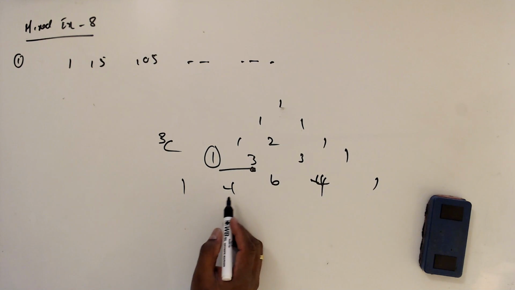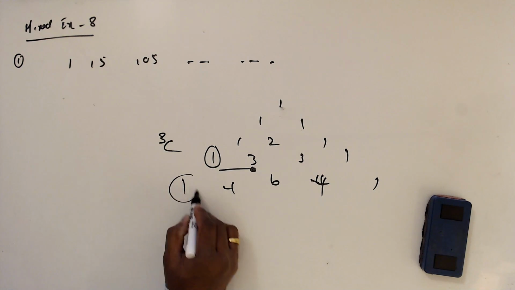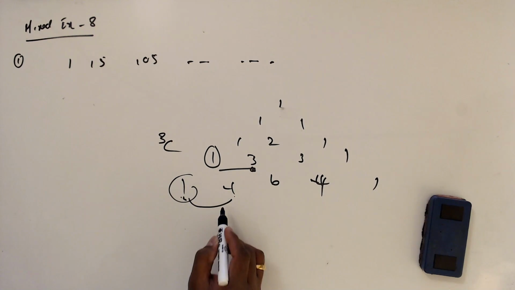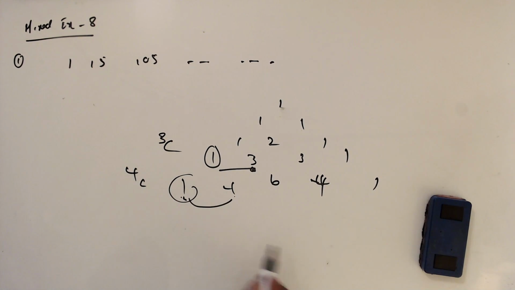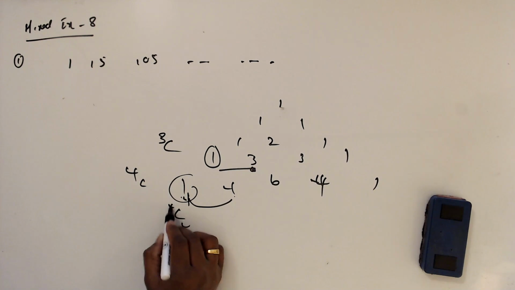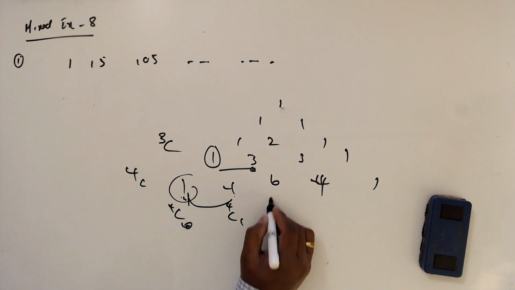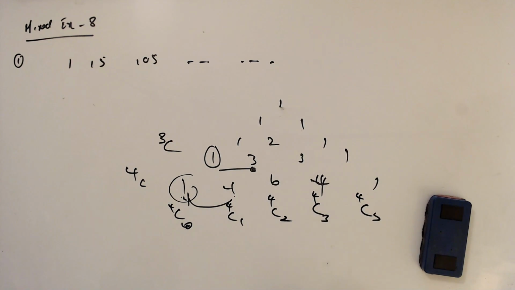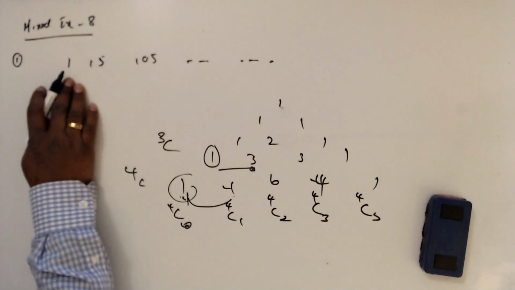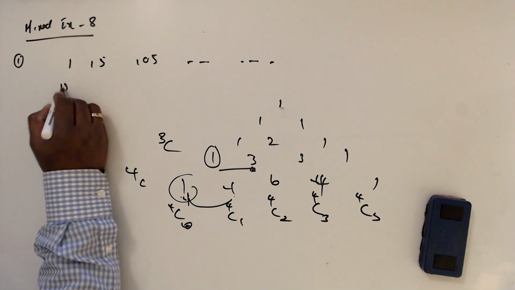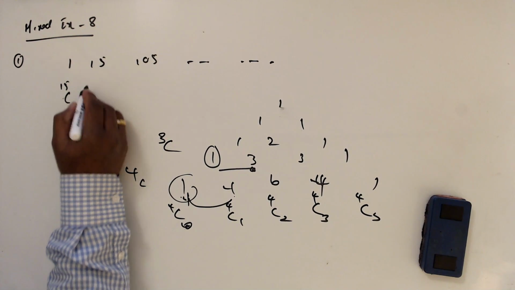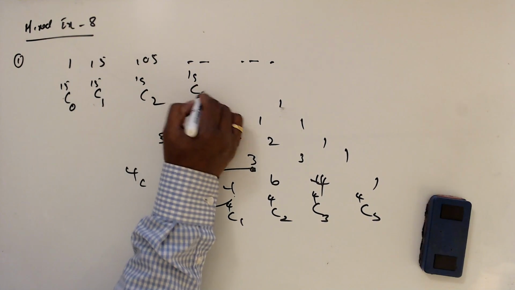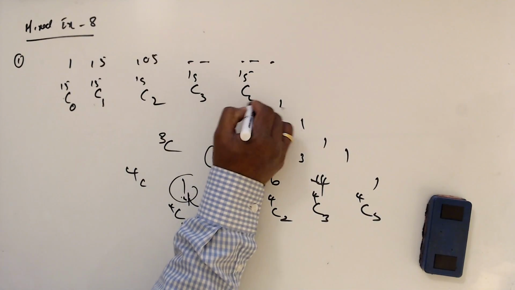If you see 1, 4 next to 1, it means the power is going to be 4. So this is 4C0, 4C1, 4C2, 4C3, 4C4. Likewise, when you look at 1, 15, then this is going to be 15. This is 15C0, 15C1, 15C2, 15C3, and 15C4.